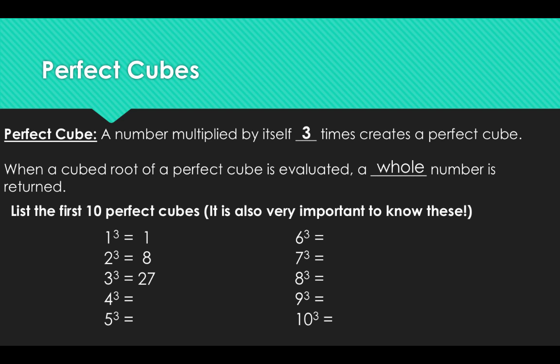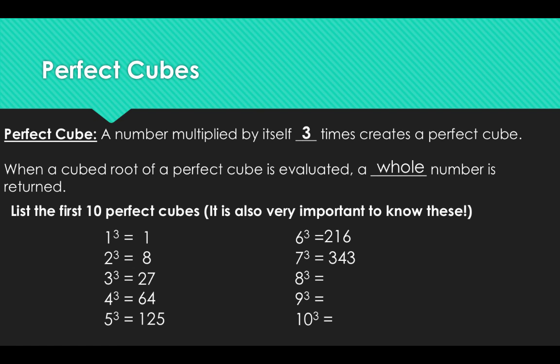4 cubed is 4 times 4 times 4, which is 64. 5 cubed is 5 times 5 times 5, which is 125. 6 cubed is 6 times 6 times 6, which is 216. 7 cubed is 7 times 7 times 7, which is 343.